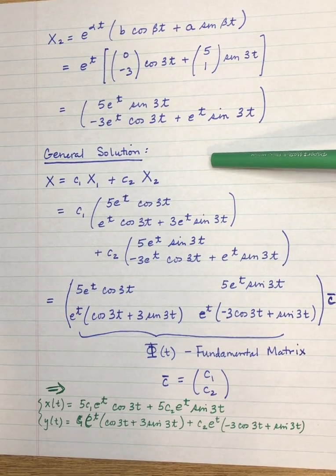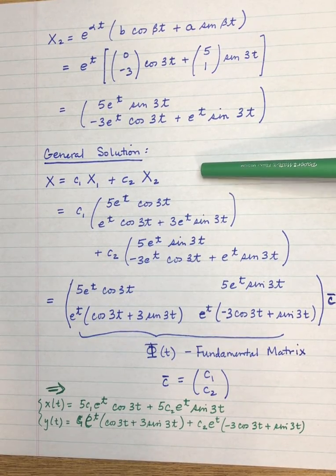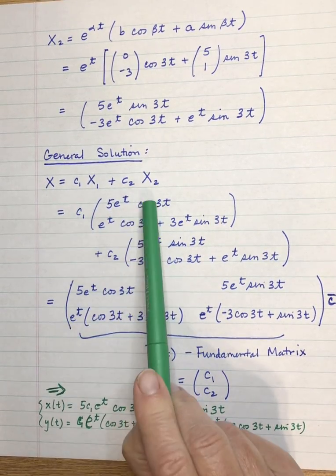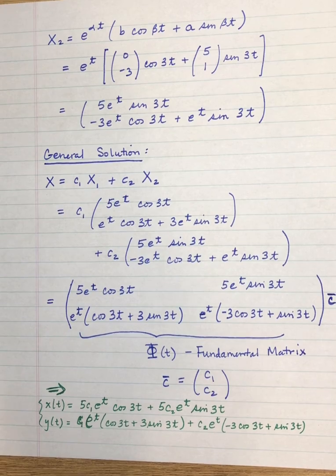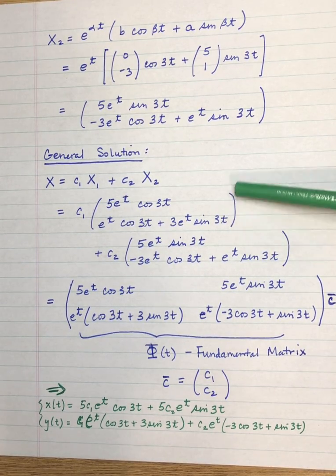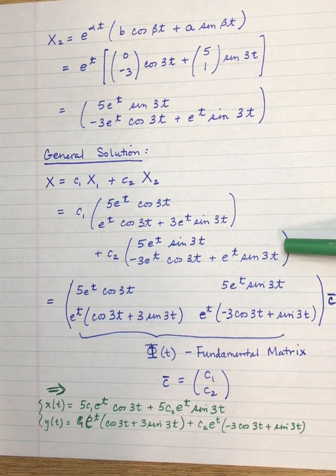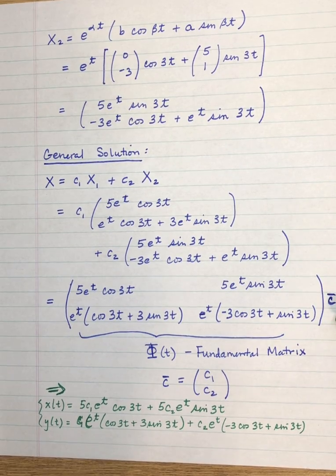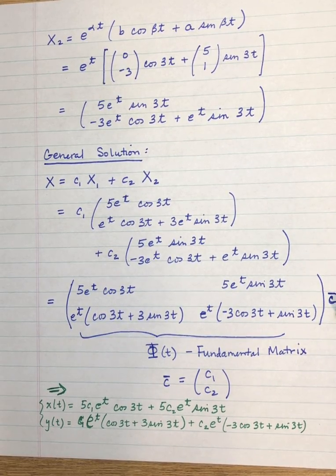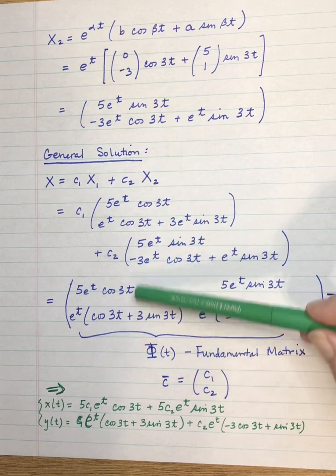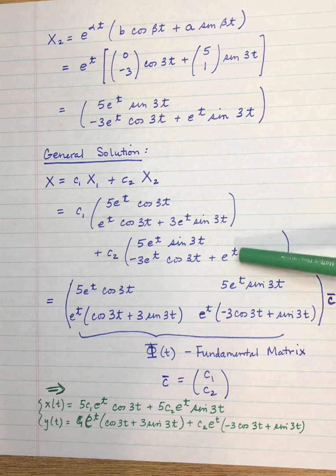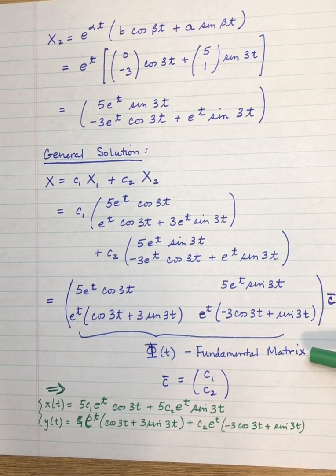We find our general solution by taking the linear combination of those two solutions. So we just multiply the first solution by a constant c sub 1, the second solution by the constant c sub 2. This vector is our first solution. This vector is our second solution. You can rewrite that as taking your fundamental matrix times the vector of constants. The first column is your first solution. Your second column is your second solution. That's another way to express it.